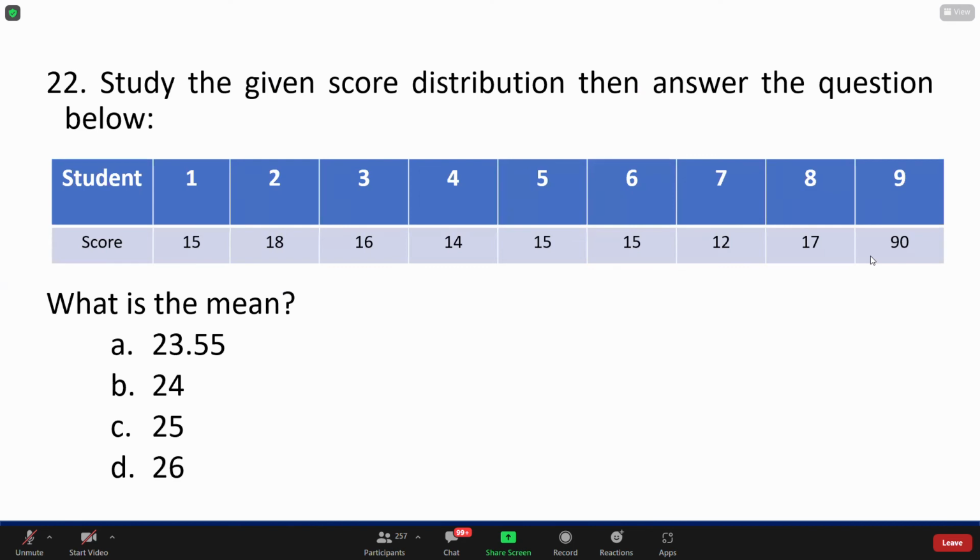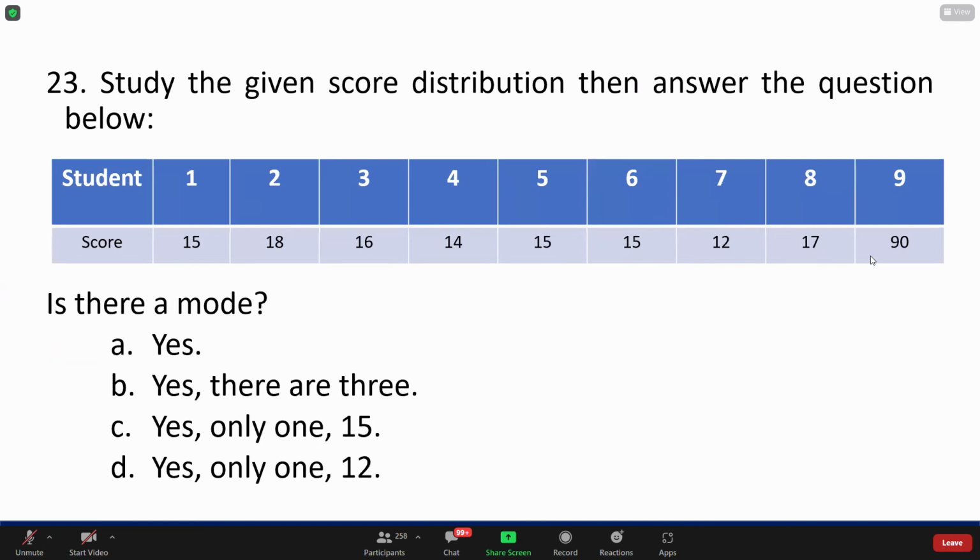Mansilungan, Samantha. Good afternoon po. Good afternoon. Number 22, study the given score distribution, then answer the question below. What is the mean? Letter A po, sir. Okay, so ang gagawin mo lang, add mo yung lahat ng score, divide mo by 9. And the answer is 23.55. Correct.